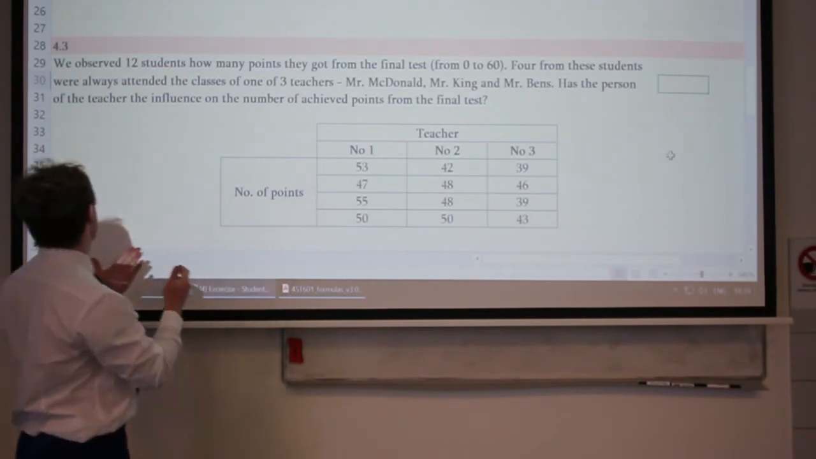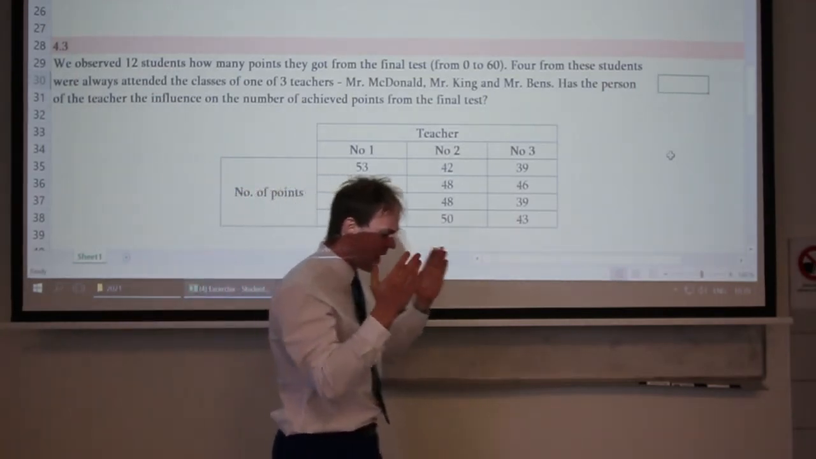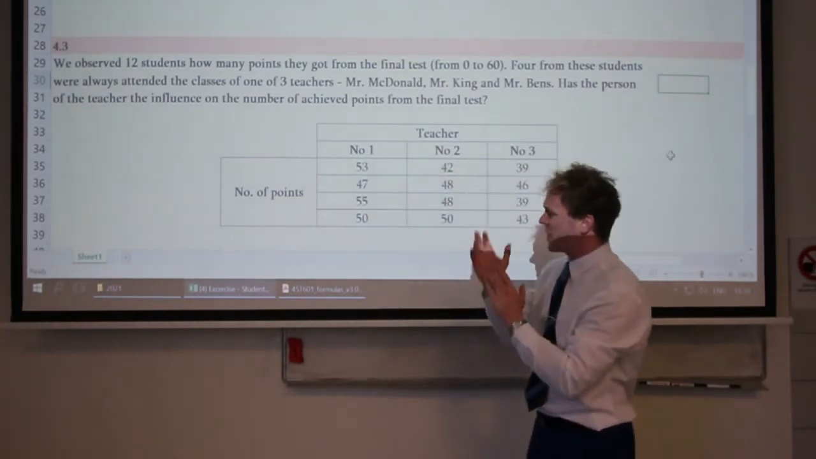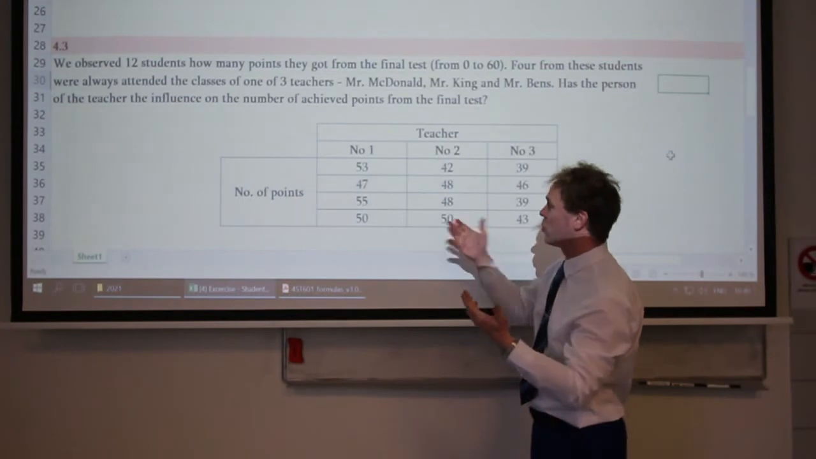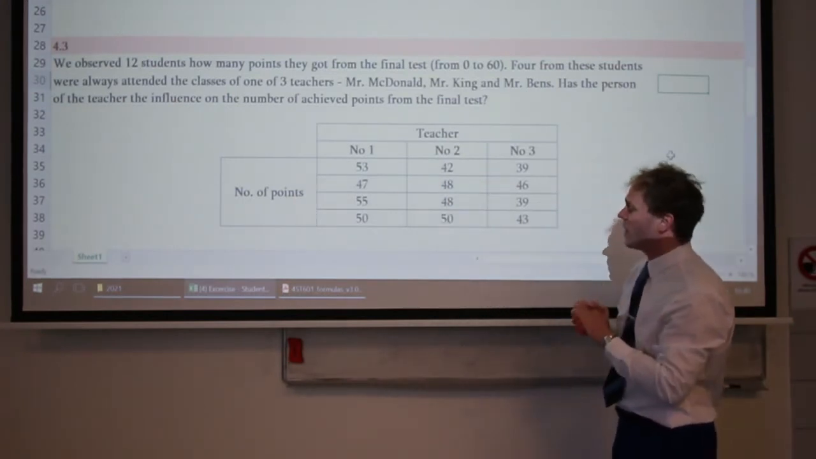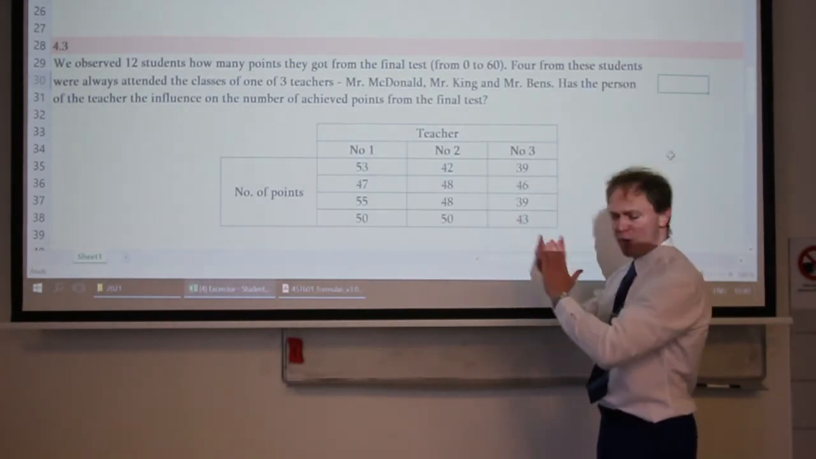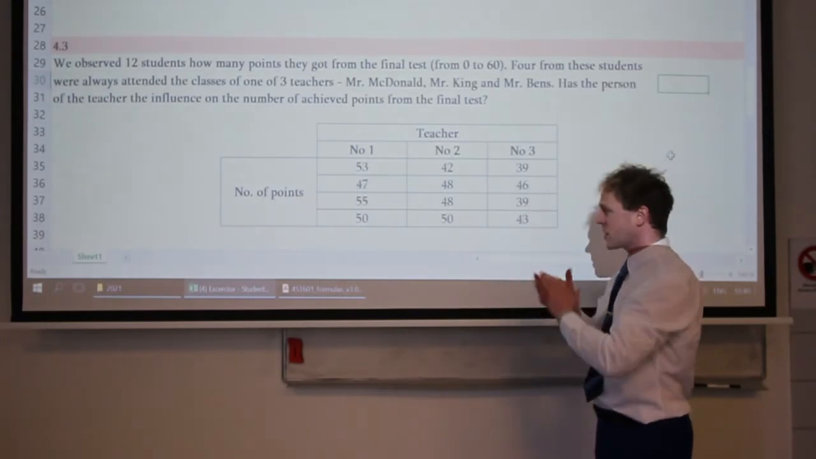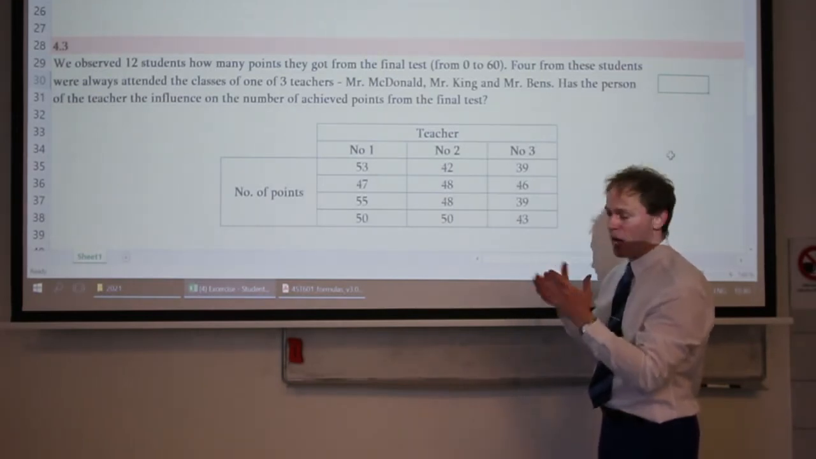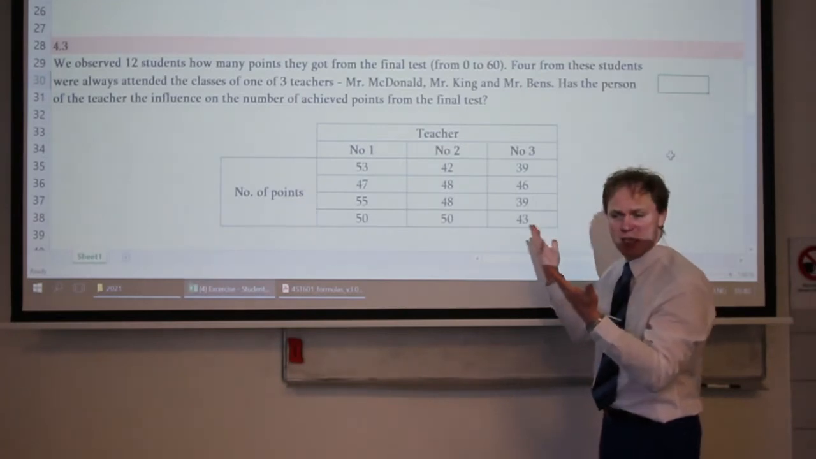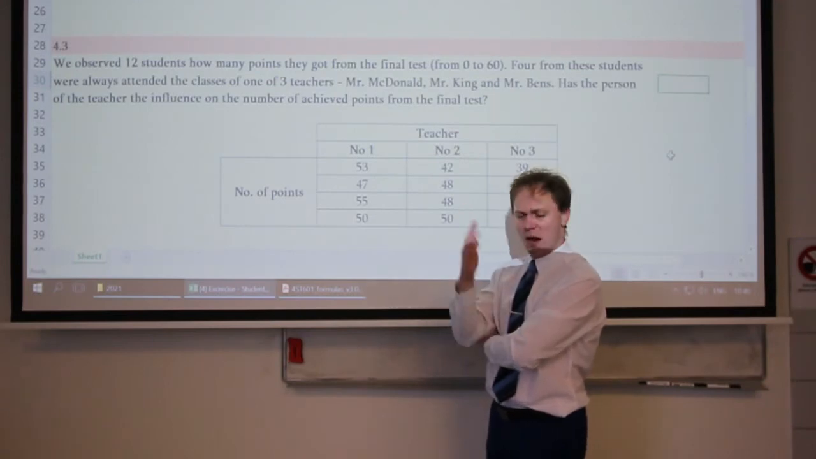These teachers will be denoted as teacher number 1, teacher number 2 and teacher number 3. And there is a question: does the person of the teacher influence the number of achieved points from the final test? So there is a group of students divided into 3 individual groups, each belonging to a particular teacher, and we would like to verify if there is a dependence of the factor of teacher on the number of achieved points. So again, the question is if there is a dependence and the strength of this dependence. This is ANOVA, analysis of variance.